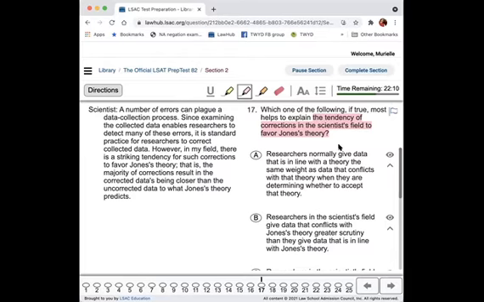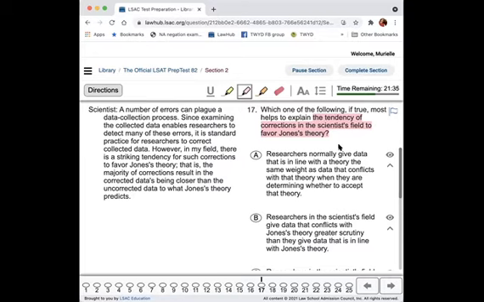However, in my field, says the scientist, there is a striking tendency for such corrections to favor Jones's theory. That is, the majority of corrections result in the corrected data being closer than the uncorrected data to what Jones's theory predicts. Okay, so there are a few explanations that I could brainstorm for why that might be the case.